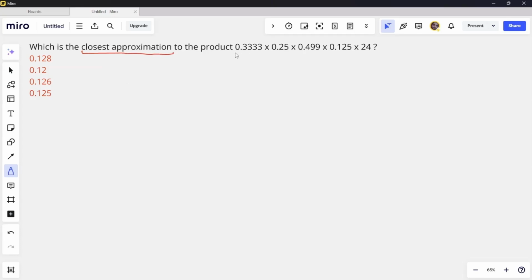Now what can I write this number like? 33 by 100 into, if I want to remove the decimal point from it and convert it into a fraction, it will become 25 upon 100 into 49 by 100, and it will also become 1 by 8, 125 by 1000, into 24. Now let's try to make all these fractions into their simplest form.